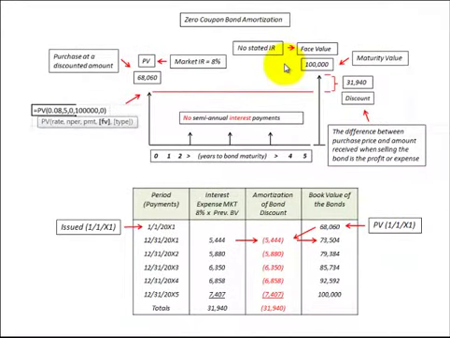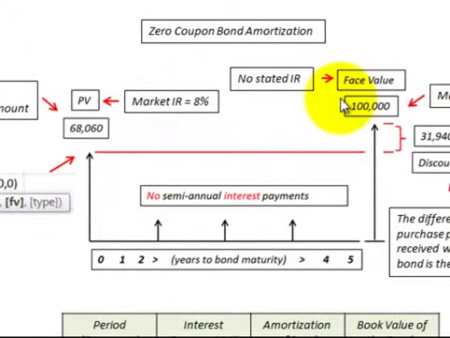Okay, in this presentation we're going to review zero coupon bonds and how we calculate their interest and how we'd record them on our financial statements. So let's look here at a cash flow diagram on a zero coupon bond. It has a face value, or a maturity value, and in this case I have it at $100,000. And that would be out in the future here.